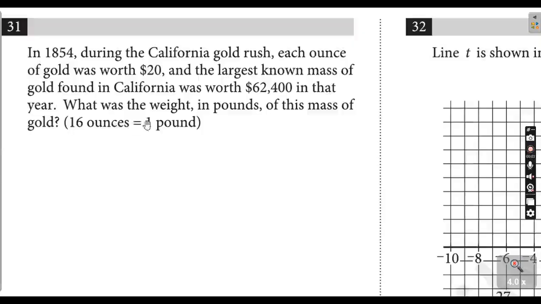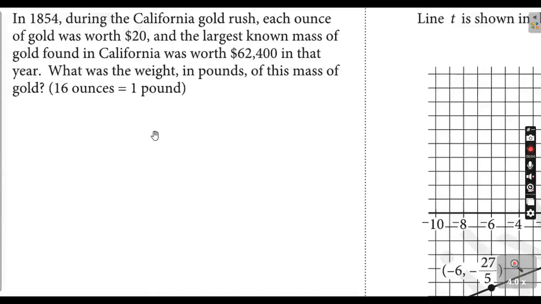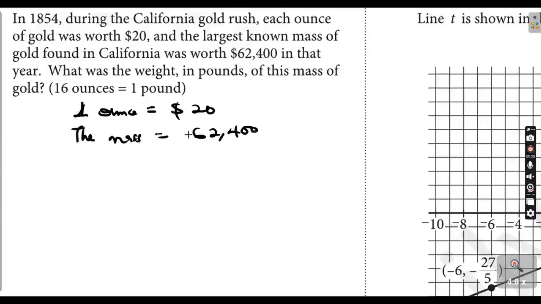Alright, question 31. In 1854, during the California gold rush, each ounce of gold was worth $20. So the price of 1 ounce is $20. And the largest known mass of gold found in California was worth $62,400 in that year. What was the weight in pounds of this mass of gold?